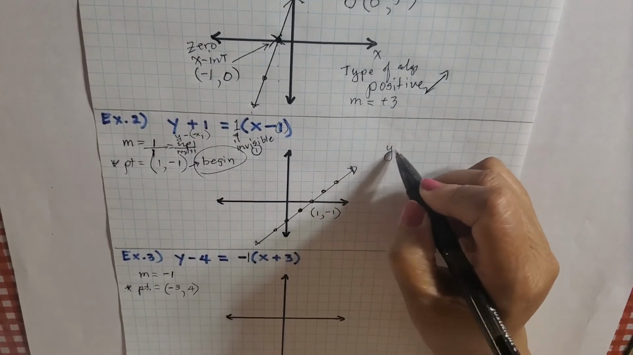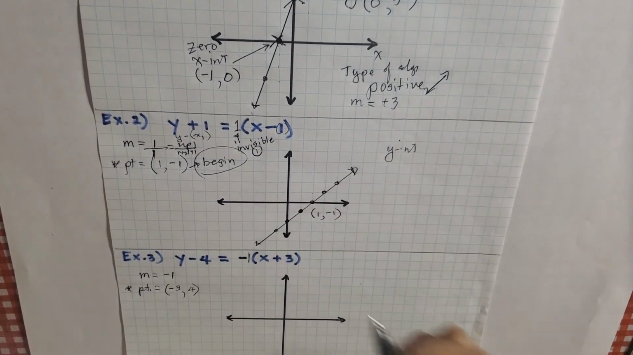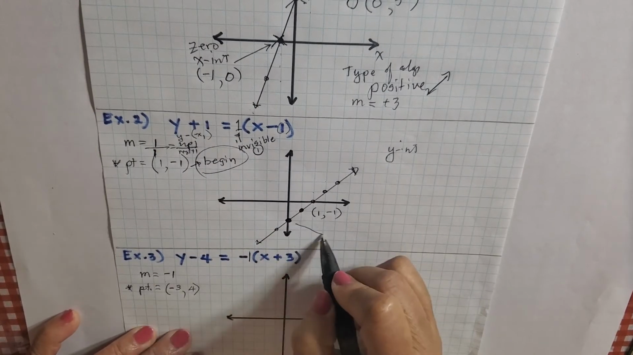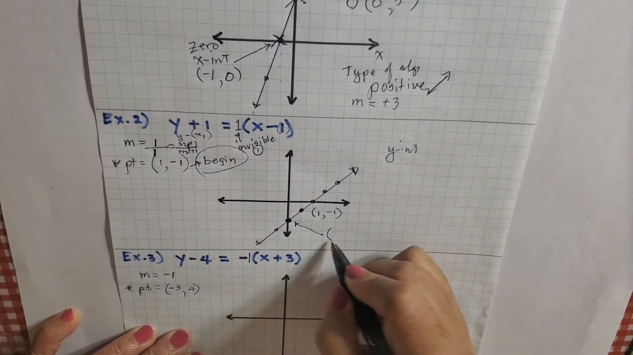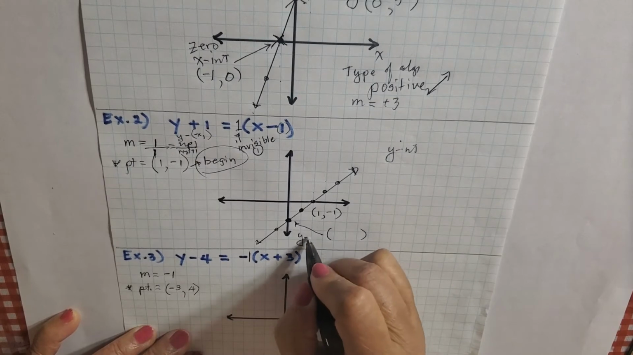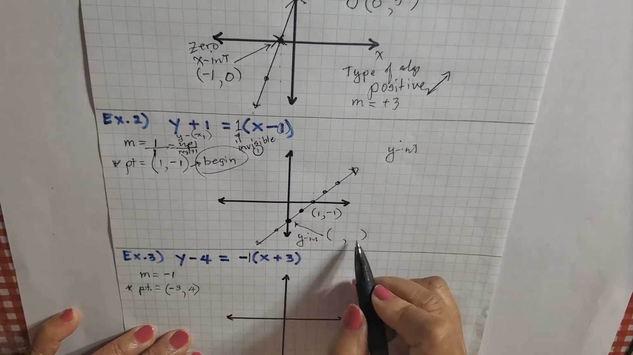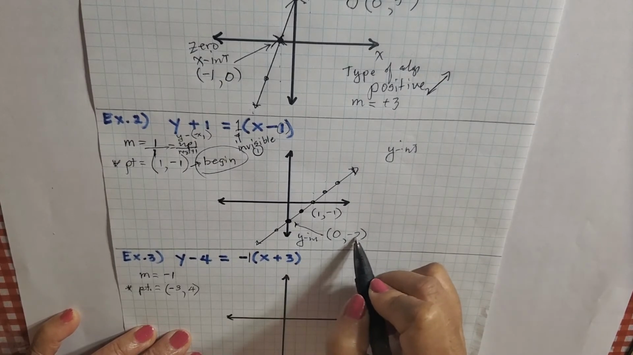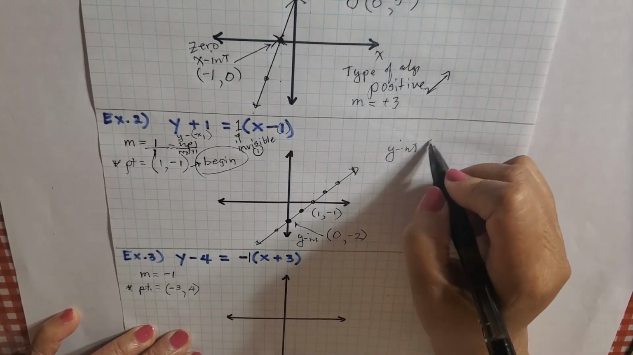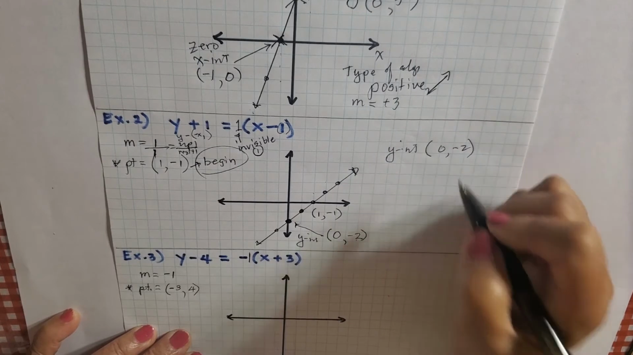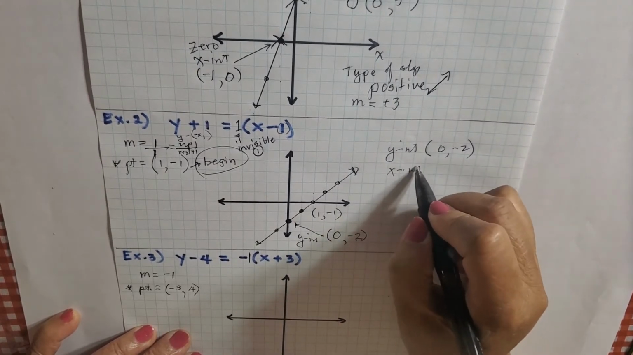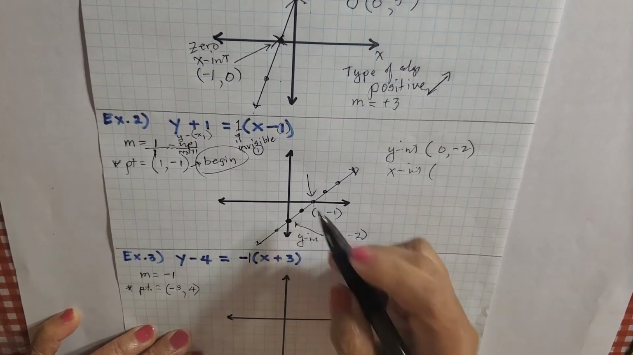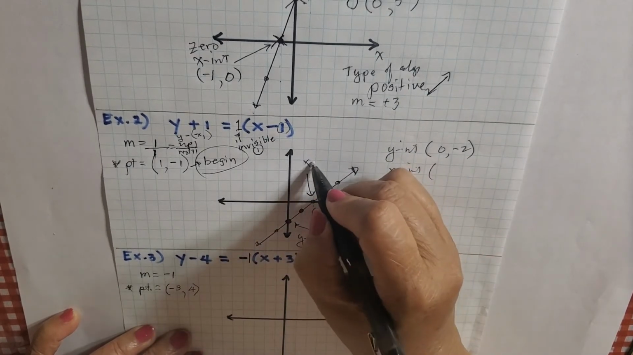We begin with the y-intercept. The y-intercept is where it crosses the y-axis. So for the y-intercept, you have the number on the y, 0 on the x. So 0, -2. The y-intercept is 0, -2. The x-intercept is where the line crosses the x-axis.